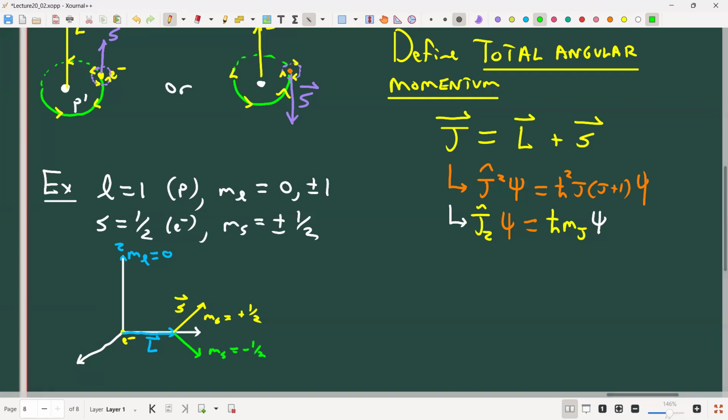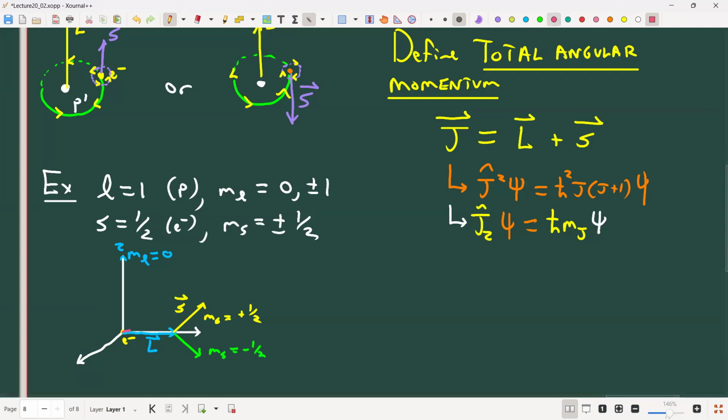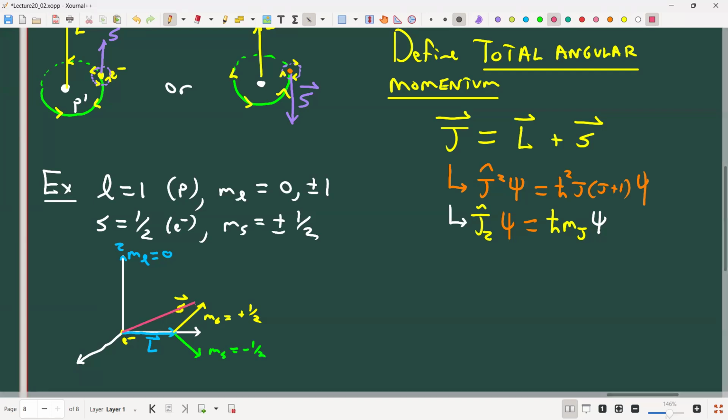And then I'm going to form J. How do I form J? I just add the two vectors together. I've already drawn them tip to tail, so we just draw the resultant vector tip to tail. And so I have one J value here. Right, so one of my J vectors is here.